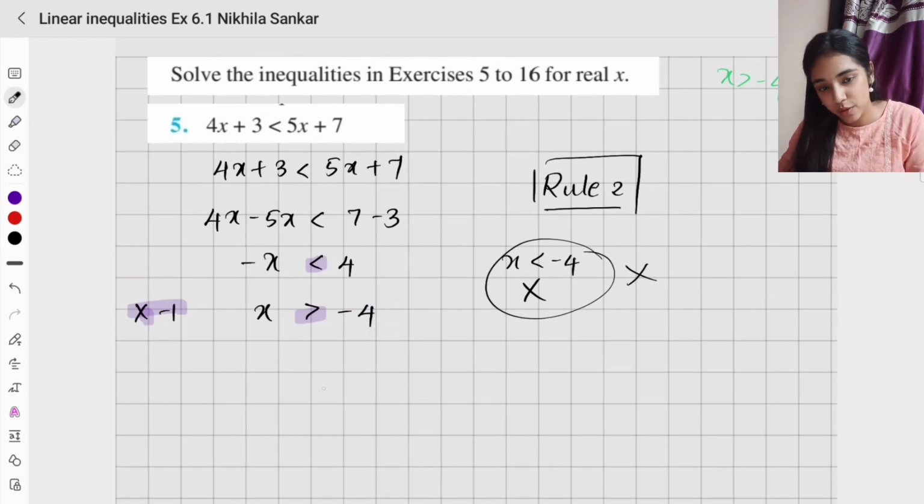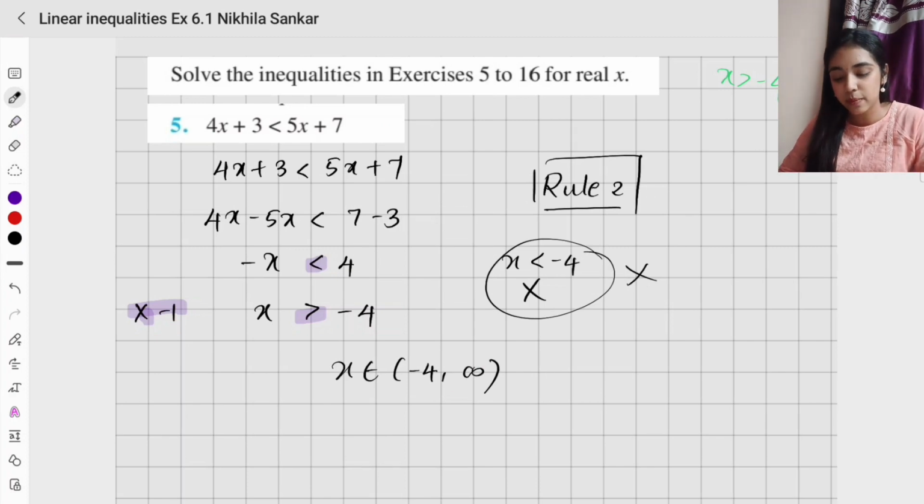So x is greater than -4. So what is going to be your range? X belongs to from -4 until infinity, not including 4. So circular bracket. Okay, please copy.